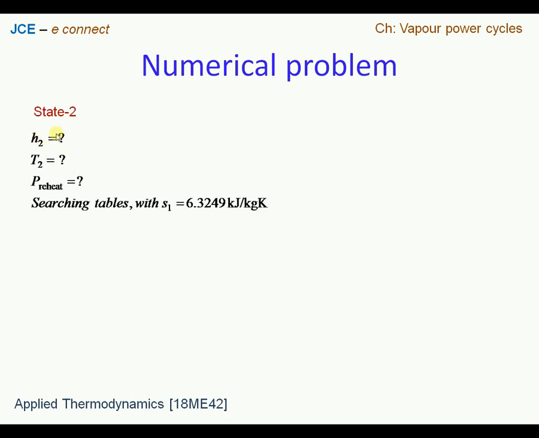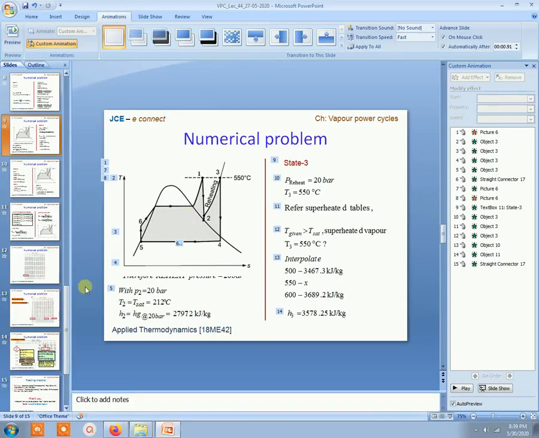So we don't know the H2 value, and we also don't know the temperature at state point 2. Therefore we don't know the value of the intermediate pressure. We only know the data corresponding to S1, and since state point 1 to state point 2 is an isentropic expansion, S1 will be equal to S2. Therefore we are going to search the tables holding the S1 point. So now let us look into the data and see where exactly S1 equal to S2 is going to coincide.